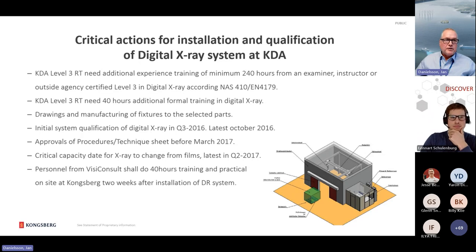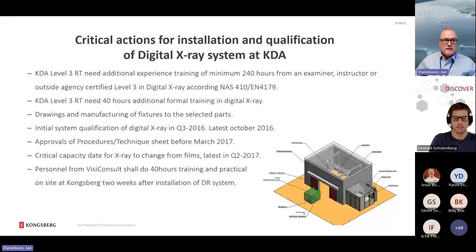the KDA Level 3 RT need additional experience training of minimum 240 hours. That is the new requirement from 2015 in NAS 410 and EN 4179. I need also 40 hours additional formal training in digital X-ray. That was a critical. And the drawings and manufacturing of fixtures to the selected parts.